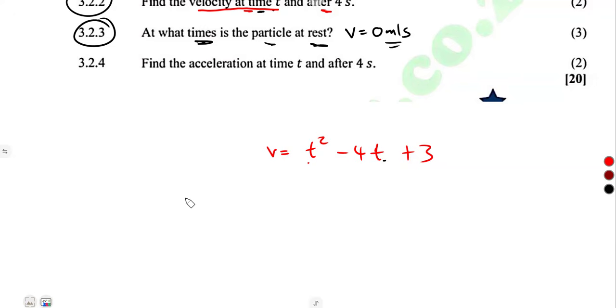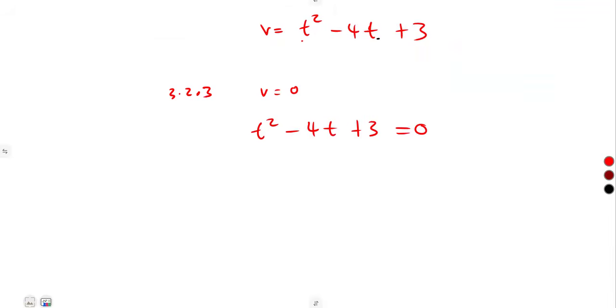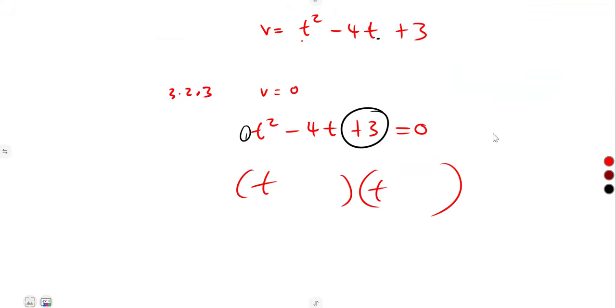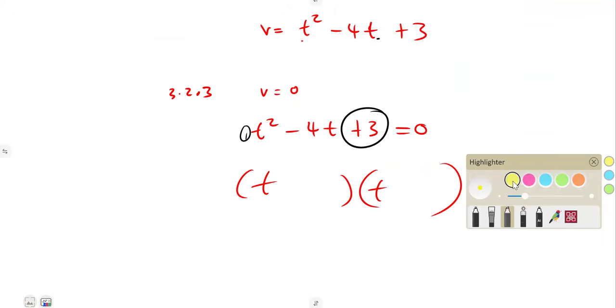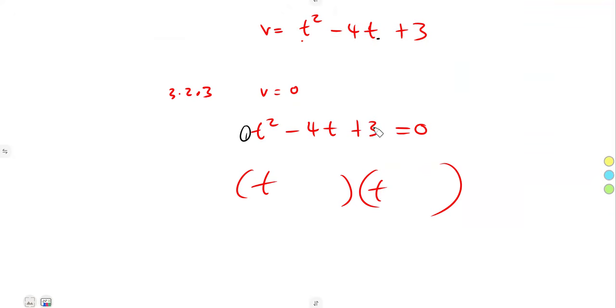So this is what you're going to simply need. Already we have the velocity expression. We simply need to equate it to 0 when it is at rest. So t squared minus 4t plus 3 must be equal to 0. Then solve for t, just like that. This is just a basic quadratic, guys. Factorization can work here. The coefficient of t squared is 1, so you can just say two brackets, t and t. Factors of positive 3, which add up to negative 4.